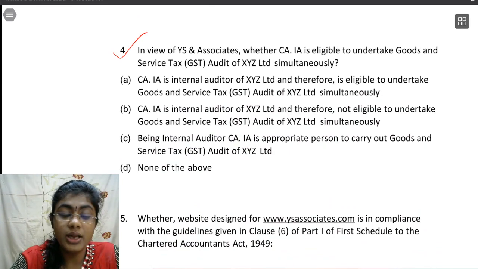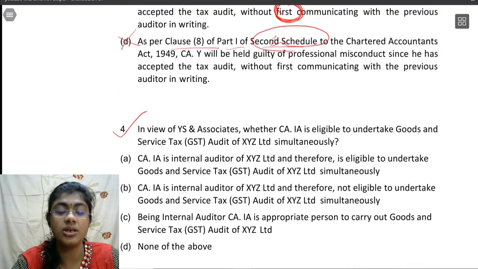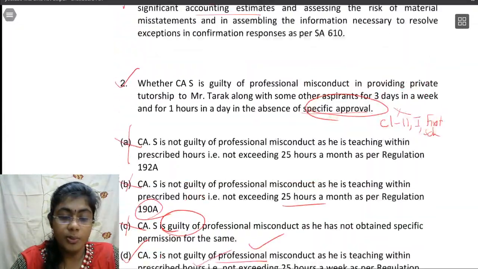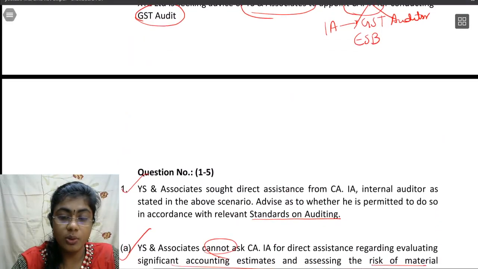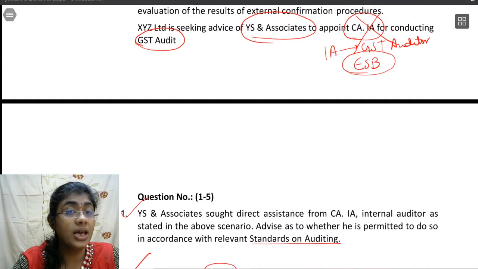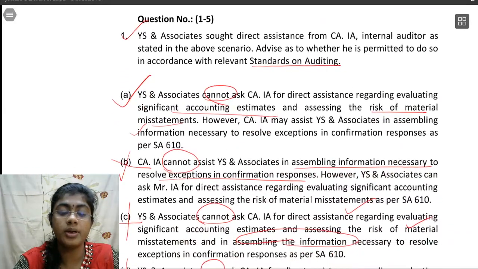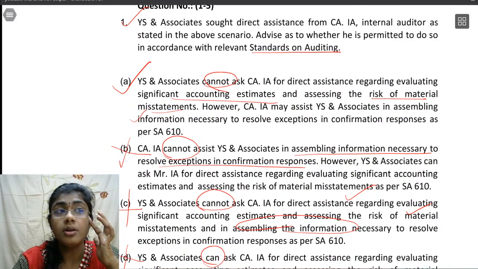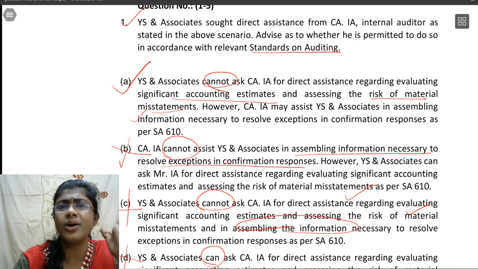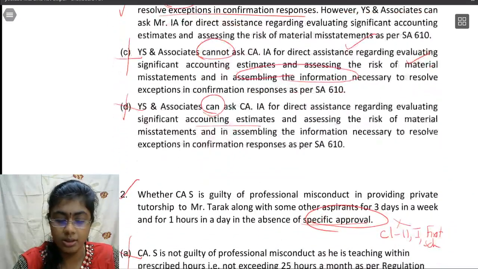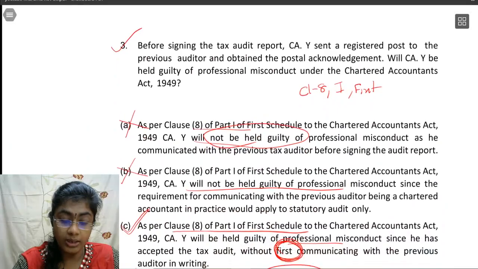In view of YS and Associates, whether CAIA is eligible to undertake GST audit of XYZ Limited simultaneously. You remember when we discussed, we said no, as per ESB Ethical Standards Board decision, an internal auditor cannot be appointed as GST auditor because it will affect the independence. It's like you have a substantial interest. So it's not valid.